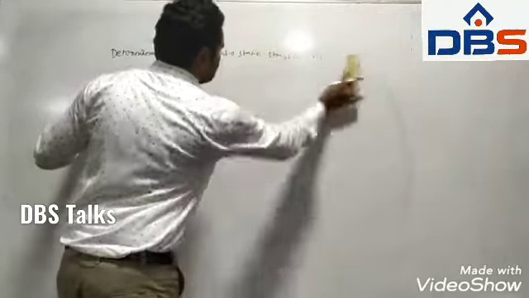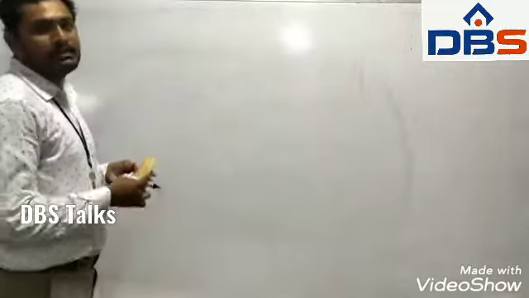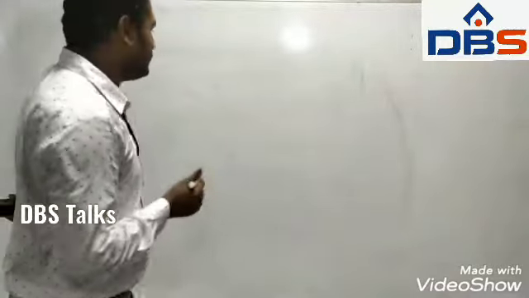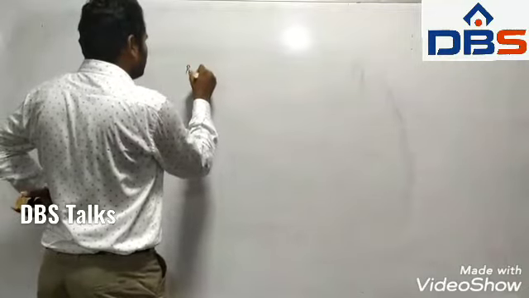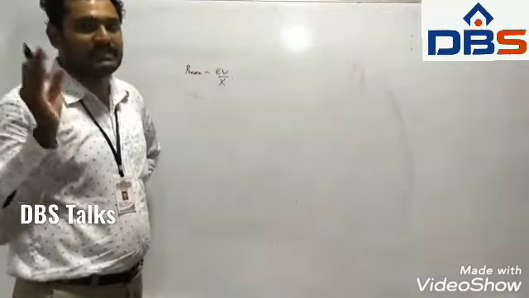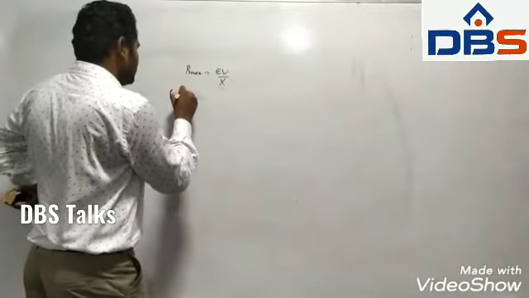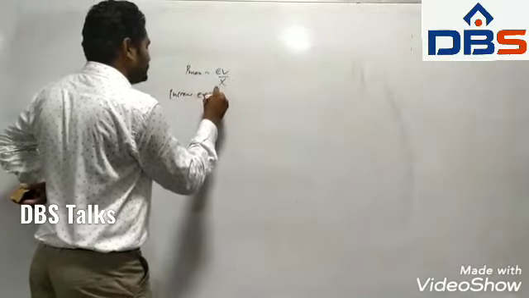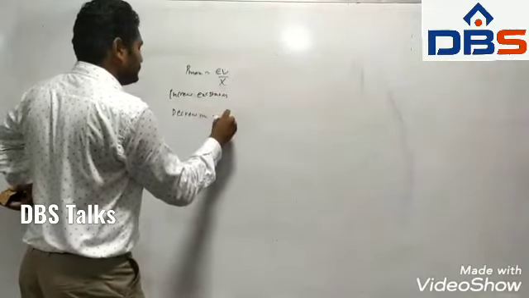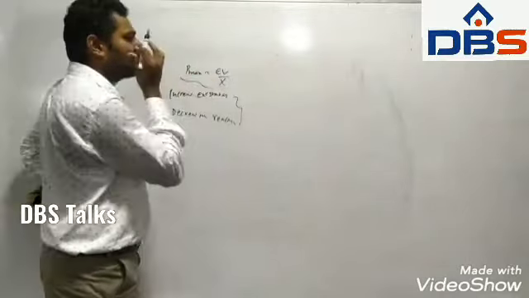Coming to the second topic, that is improvement methods of steady state stability. The steady state stability limit under the disturbance is given by P maximum is equal to EV by X. The power transfer during the disturbance is enhanced by increasing the excitation and decreasing the reactance. By using these two, we enhance the maximum power during disturbances.